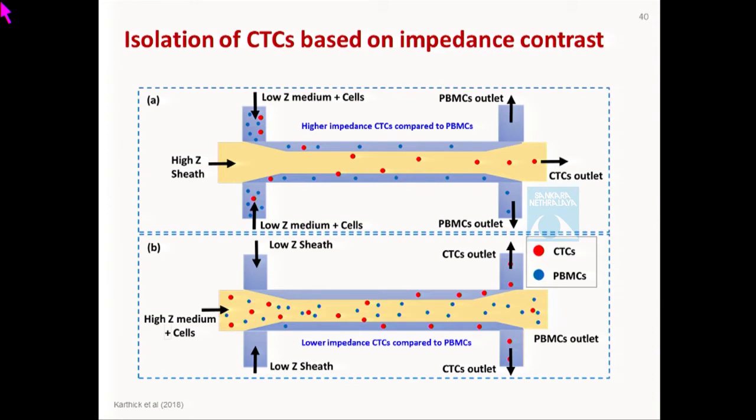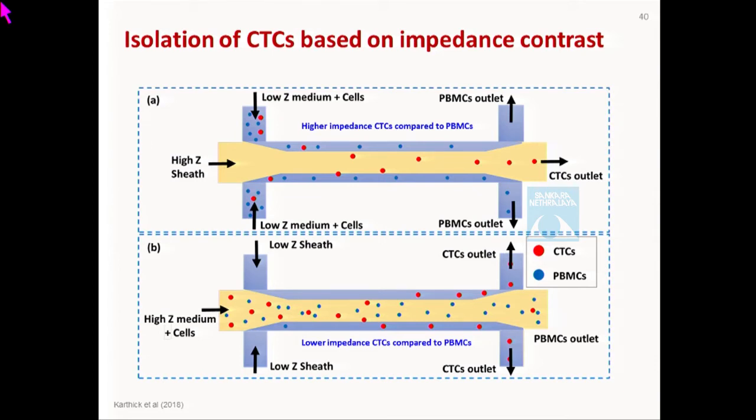The other possibility is the CTC's impedance is low. In that case, what you do is you have a high impedance medium containing the cells, the mixture of PBMCs and cancer cells. So you again match the impedance so that these white blood cells don't move from their original streamlines. In that case, the cancer cells will have a negative contrast factor, so they will migrate to the wall.